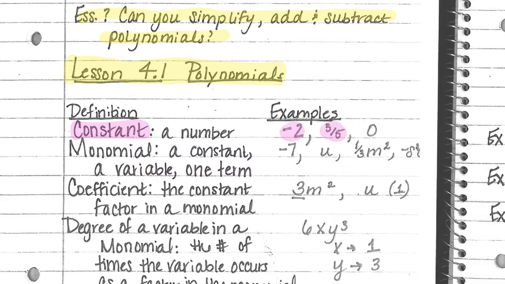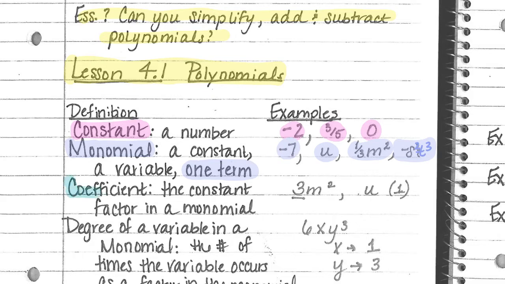-2, 3/5, 0. A monomial has one term. You might see that, I believe this said s to the second t cubed, but you might see that as, with variables, like -s squared t cubed. You might see that as 1/3 m squared. You might just see it as u. Or you could see it like a constant, just -7.